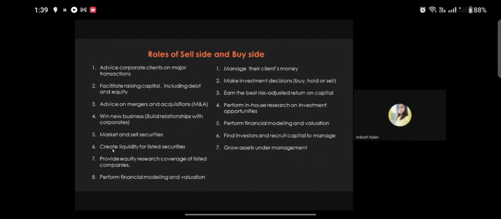On the other side, on the buy side, they manage the client's money, because they have clients who have funds. They make the investment decisions based on their research, like which stock they should buy, hold or sell, and they aim to earn the best risk adjusted return on capital. They do in-house research on investment opportunities, and they also do the financial modeling and valuation, and they help their clients grow their assets under management.